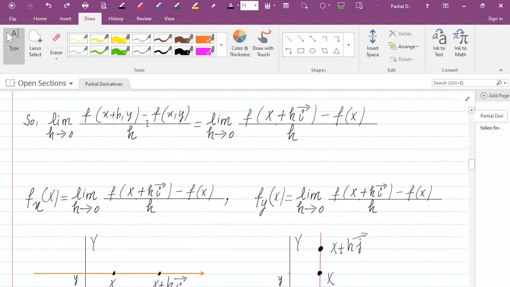So basically my point here is that the limit as h goes to 0 of f of x plus h comma y minus f of x, y over h can be written as the limit as h goes to 0 of f of capital X plus h i minus f of capital X over h, where capital X is the same as the point (x, y). Now recall that this limit is the partial derivative of f with respect to x. Therefore the partial derivative of f with respect to x evaluated at capital X is equal to the limit as h goes to 0 of f of capital X plus h i minus f of capital X over h.